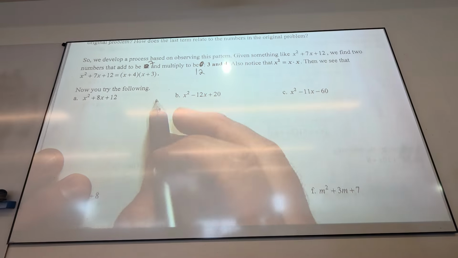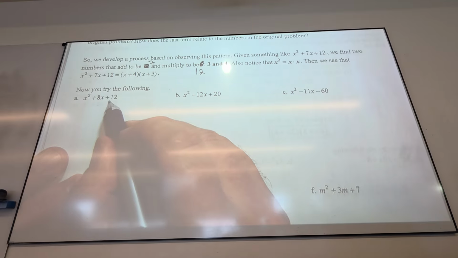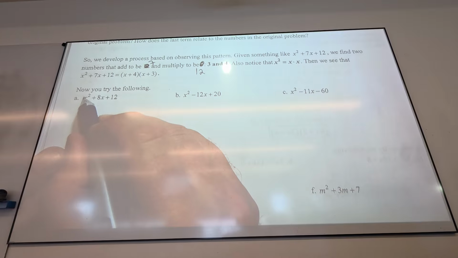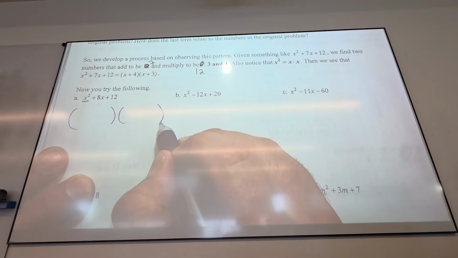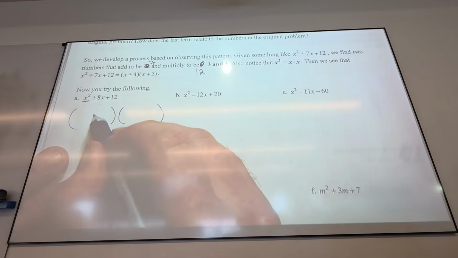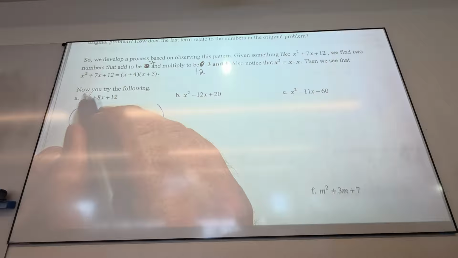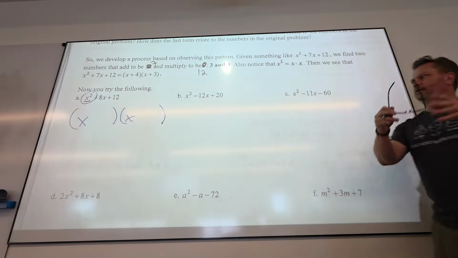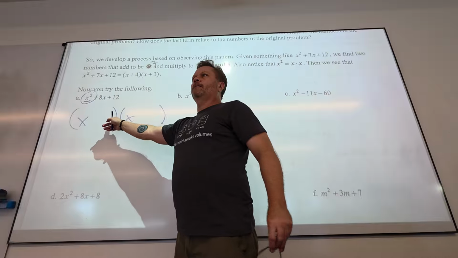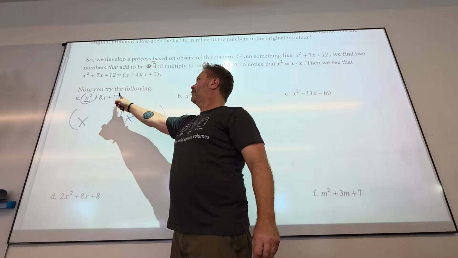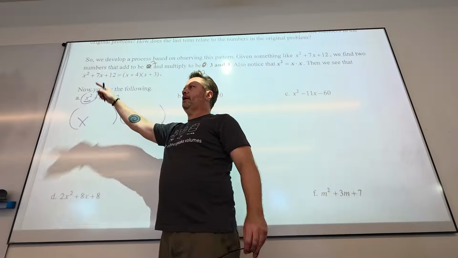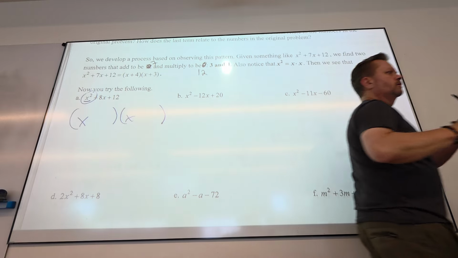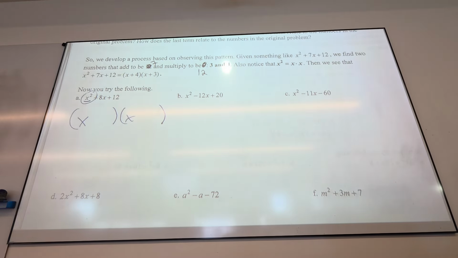Thank you so much. So here, the question is always going to be, see how the first thing has 1x squared? So I know it's going to come from a binomial times a binomial. 2 terms times 2 terms. X squared comes from x times x. So that's a known thing. I just know that. It's the numbers I don't know. And the numbers have to multiply to be 12, add to be 8. What did you guys get? 6 and 2.